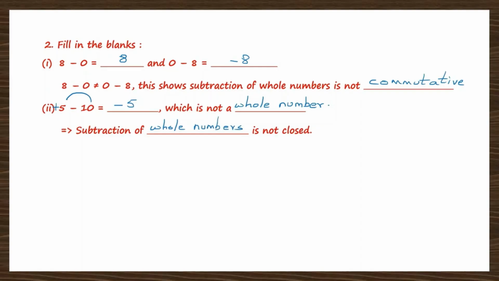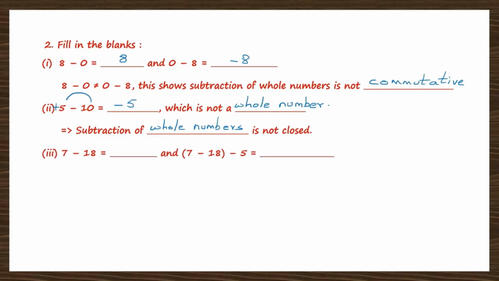Now, this is true for addition, but not for subtraction. In addition, you saw that when you add up two whole numbers, your answer is also a whole number. Whereas in subtraction, as we saw in this example, when you subtract two numbers, you don't always get a whole number, isn't it? Now, if you say 10 minus 5, you'll get 5, which is a whole number. But when we said 5 minus 10, we got minus 5, which is not a whole number. So subtraction of whole numbers is not closed. So the closure property is not applicable to subtraction of whole numbers.